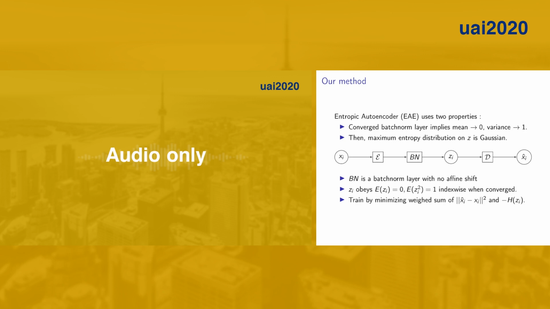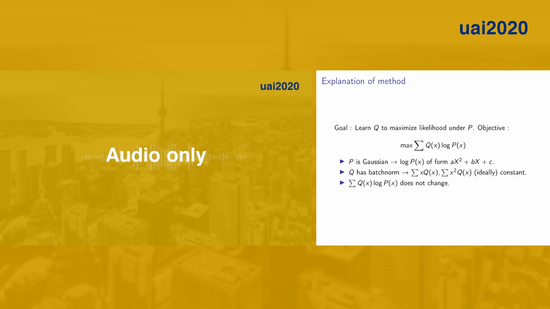The maximum entropy distribution is going to be a Gaussian if you have a random variable with those constraints. And so Z_i is going to obey these moment constraints. It's coming after a batch norm layer, exactly without the usual affine shift that you put after a batch norm layer. You train by minimizing the weighted sum of the square loss, and you raise the entropy. And you put some term lambda over here. So that's a regularizer. We're not going to go into how to tune that right now.